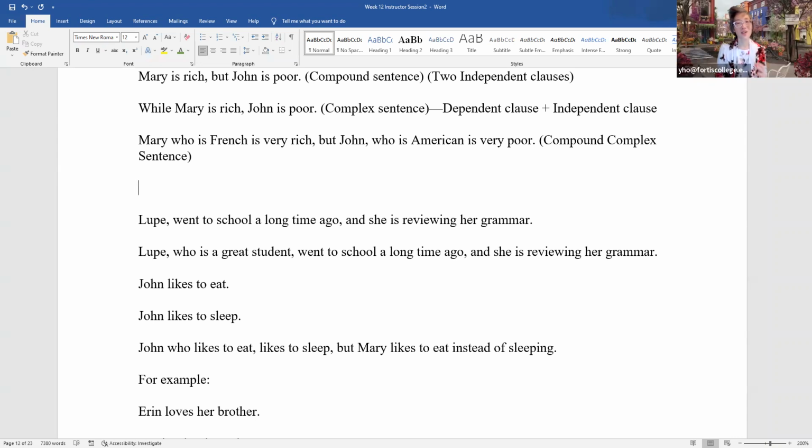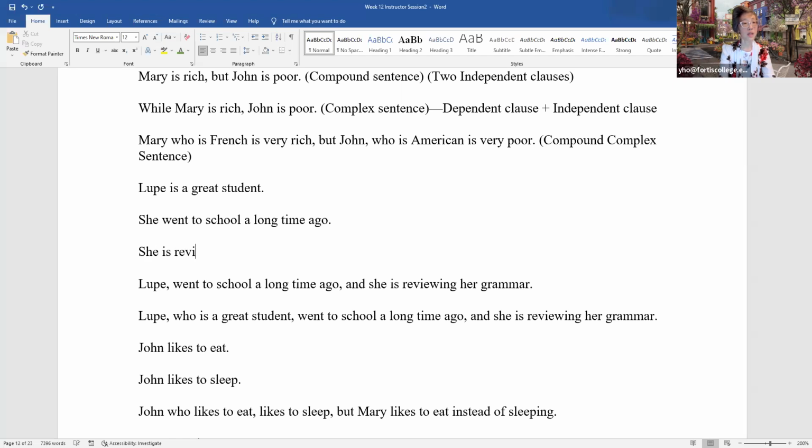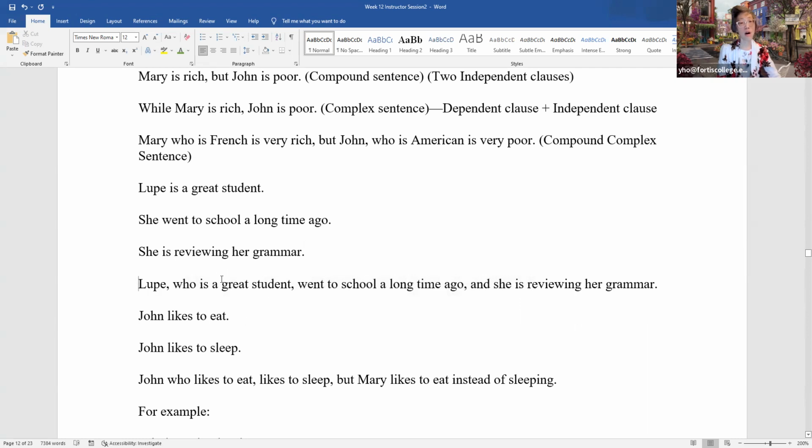Okay, so now you got yourself your compound complex sentence. So that way you can put three sentences together. Instead of saying, Lupe is a great student, she went to school a long time ago. She is reviewing her grammar. Instead of having three different sentences, you can have your compound sentence and say, Lupe, who is a great student, went to school a long time ago, and she's reviewing her grammar.